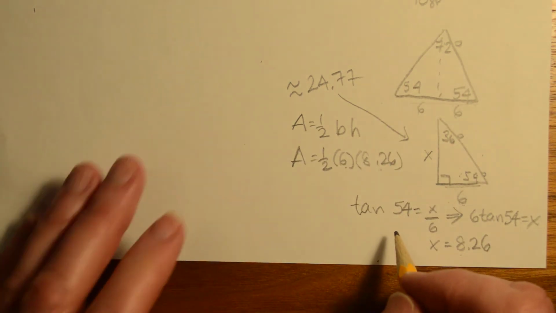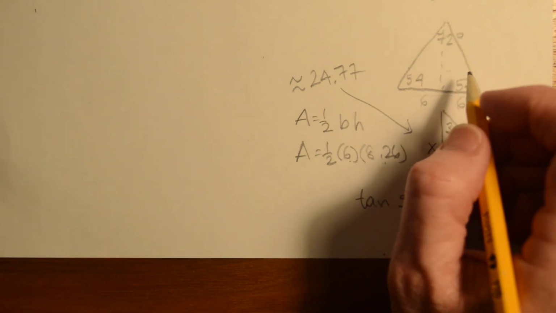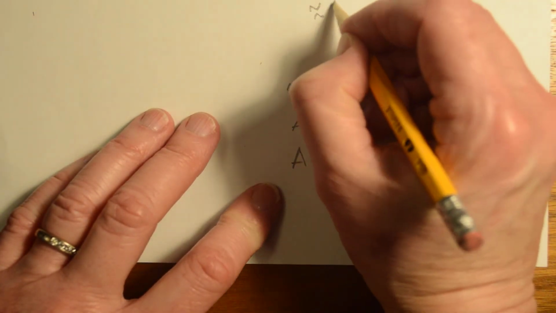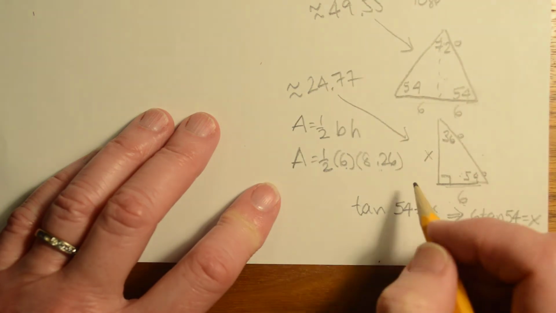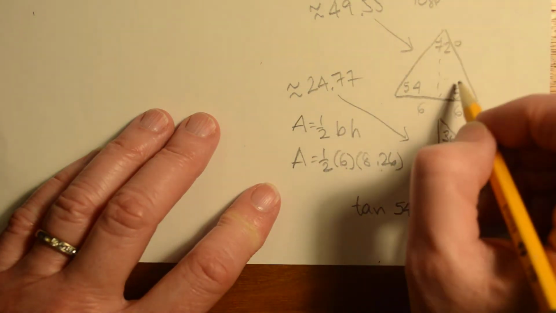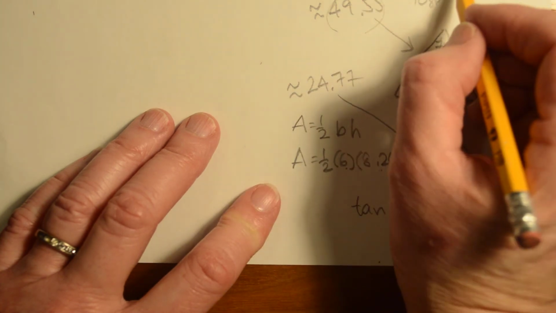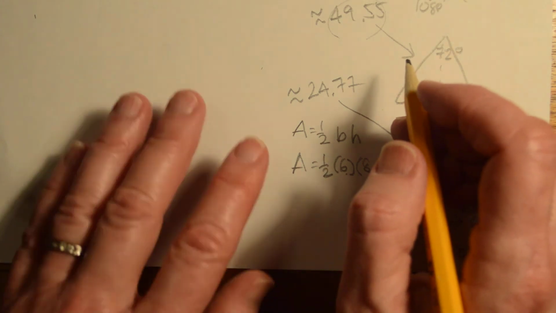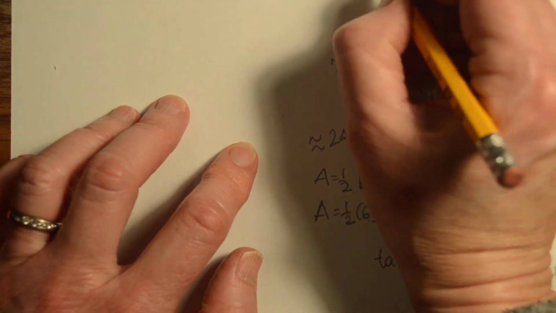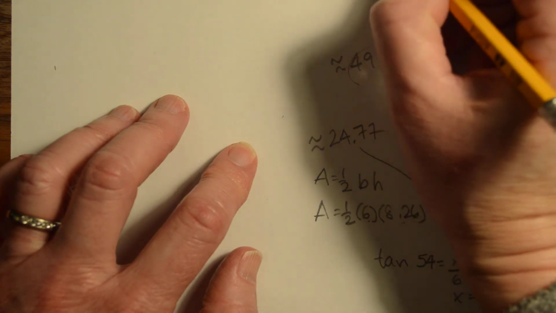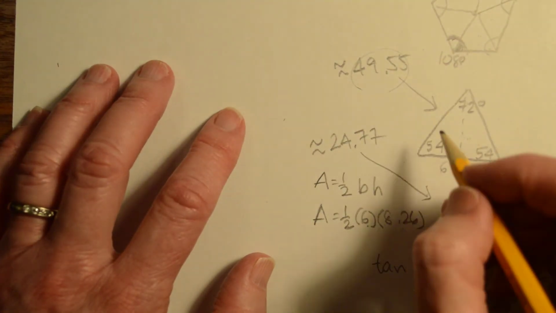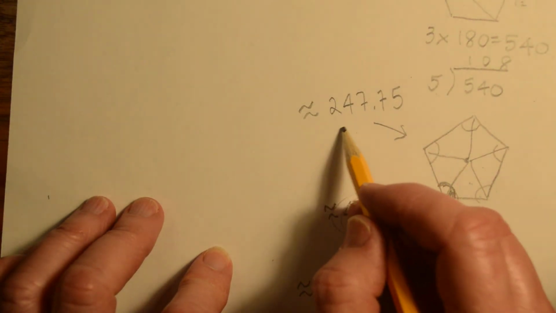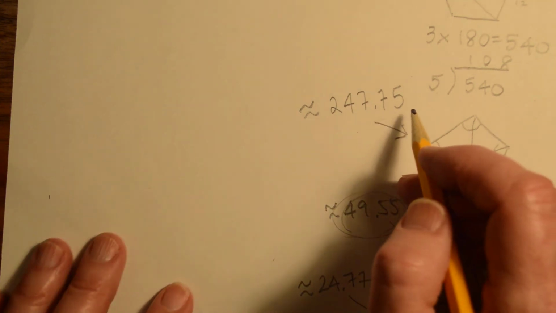24.77. All right, now I'm going to double it here, and I get that the area of this is approximately 49.55. And then I'm going to multiply this by 5 to get this. So the area of this is approximately 247.75. Again, I'm not using this rounded value in my calculator. I'm using this value that's still in my calculator, so this is carrying over without doing any rounding.